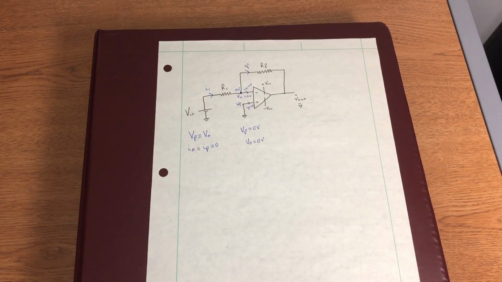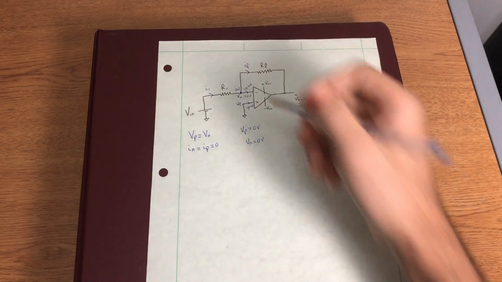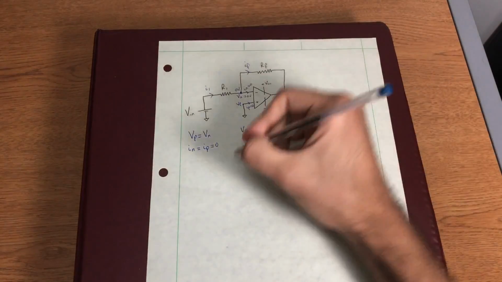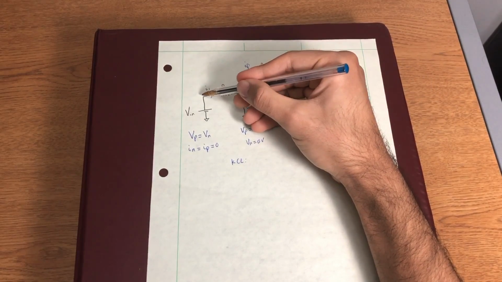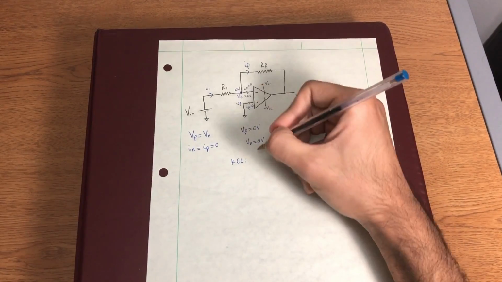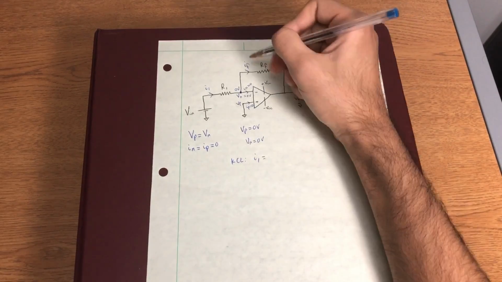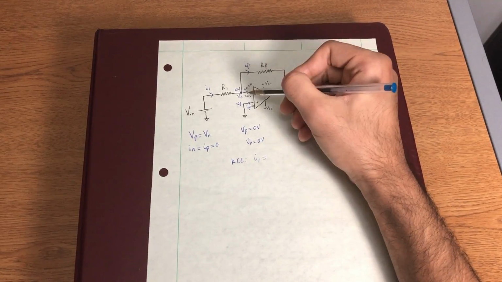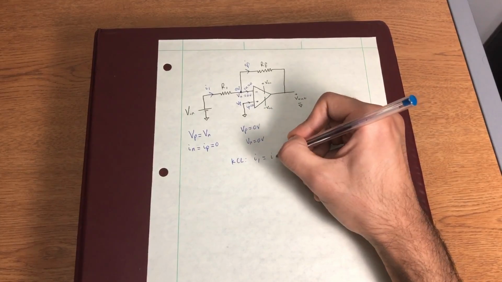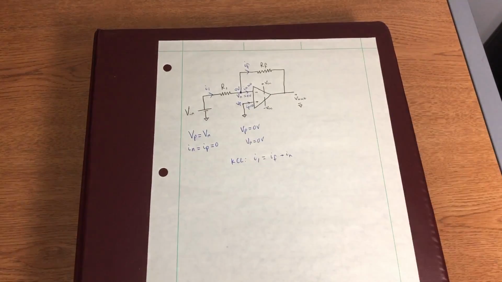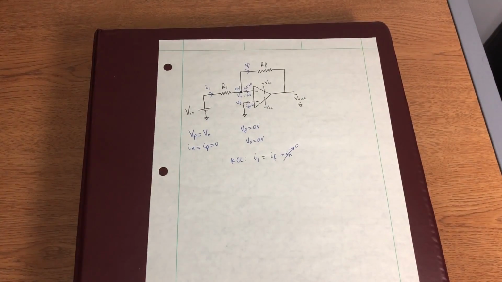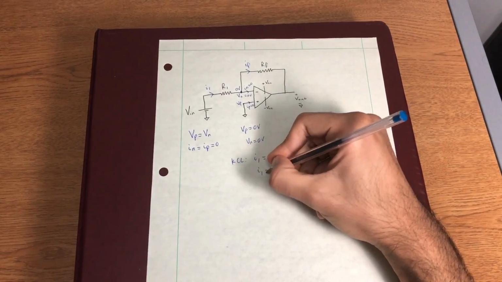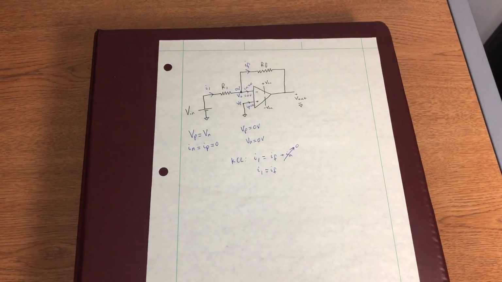We can calculate I1 and we can calculate IF. But first let's do a KCL at this node to see what it gives us. So KCL, what does it tell us? We have a current I1 going into this node. So we'll say I1 is equal to, and it splits up into IF and IN. So I1 is equal to IF plus IN. And we know from our ideal op-amp equation that IN is equal to 0, which leaves us with the relation I1 is equal to IF.